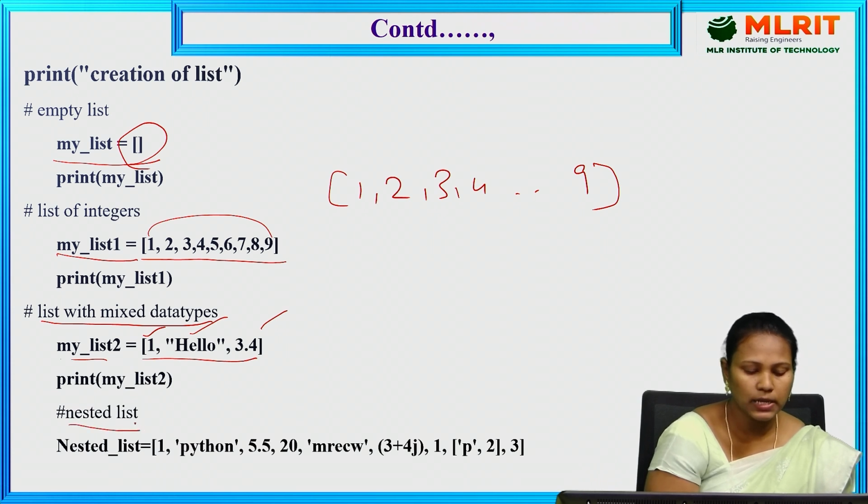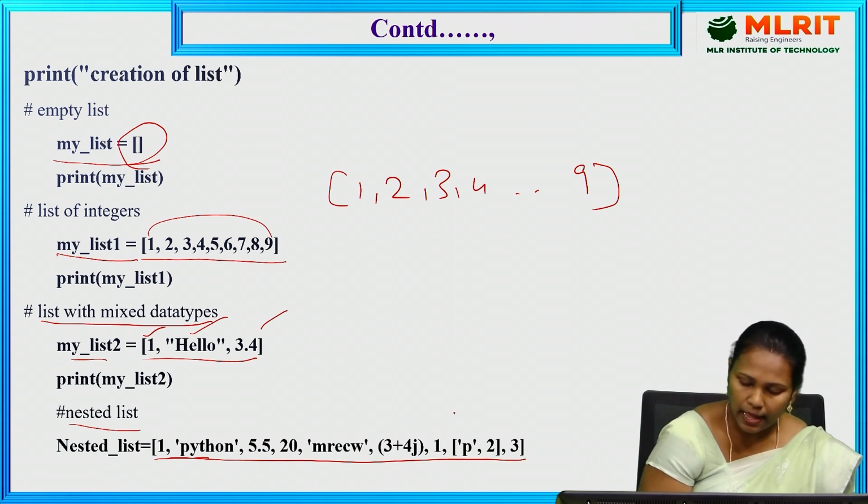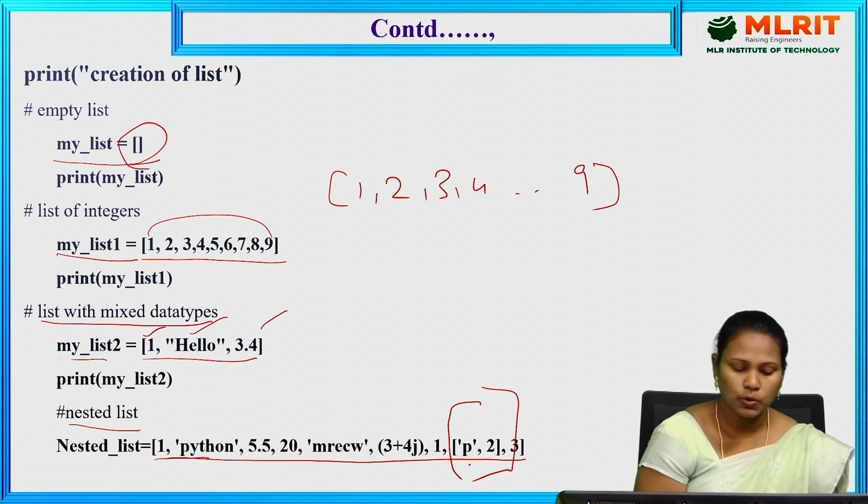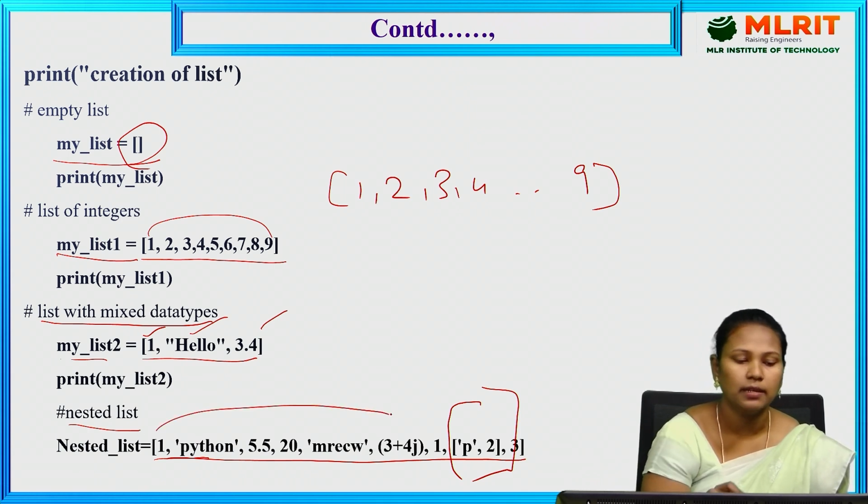The next one is the nested list. A list inside another list is called a nested list. Here it is the total list, and in that I have another list, p comma 2. That's why it is a nested list. These are the different representations of list.